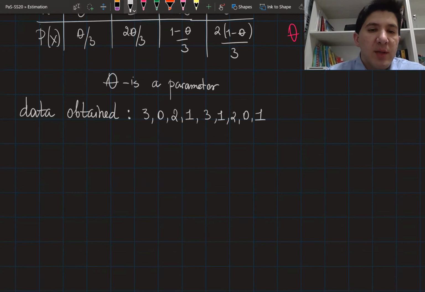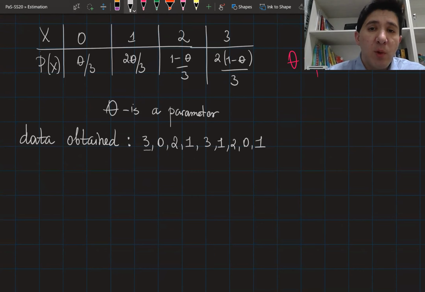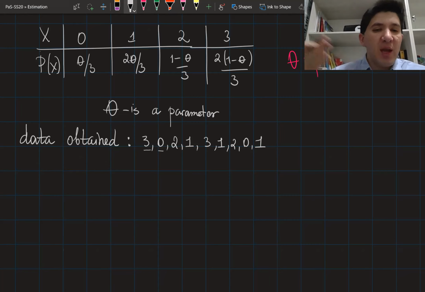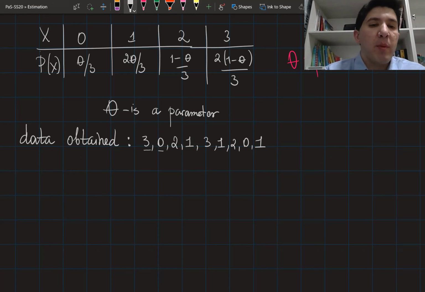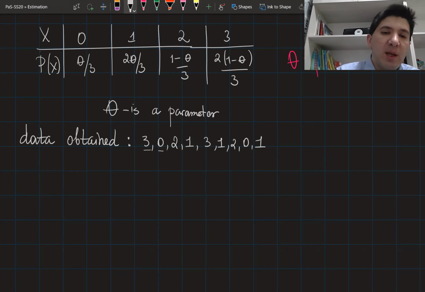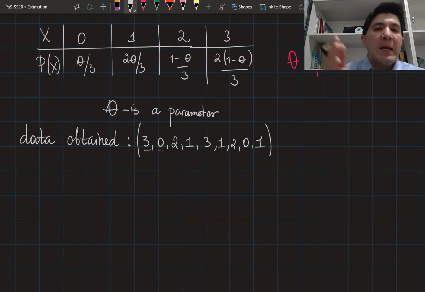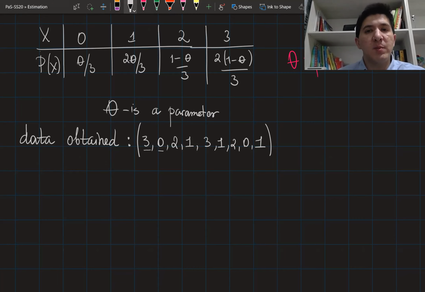So I need to count, hey, what is the probability of getting the 3? It's going to be 2 times (1 minus theta) over 3. Probability of getting 0 is theta over 3, and so on. So basically, the probability of getting 3 and then 0 is going to be the multiplication of their probabilities, right? First of all, I would like to figure out the probability of getting the data exactly in this order. So in order to do this, I just need to multiply the corresponding probabilities.